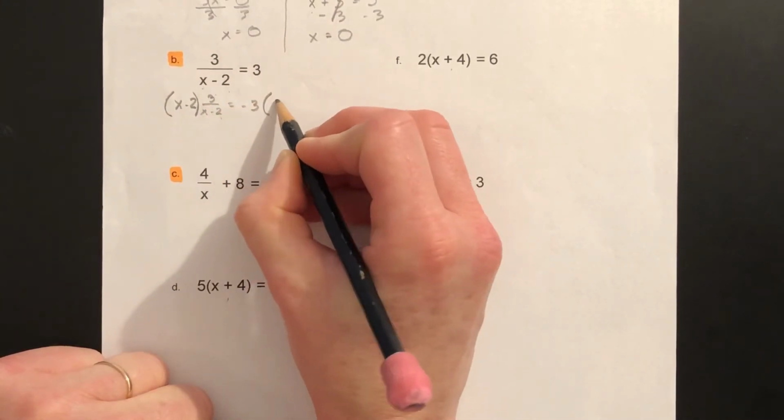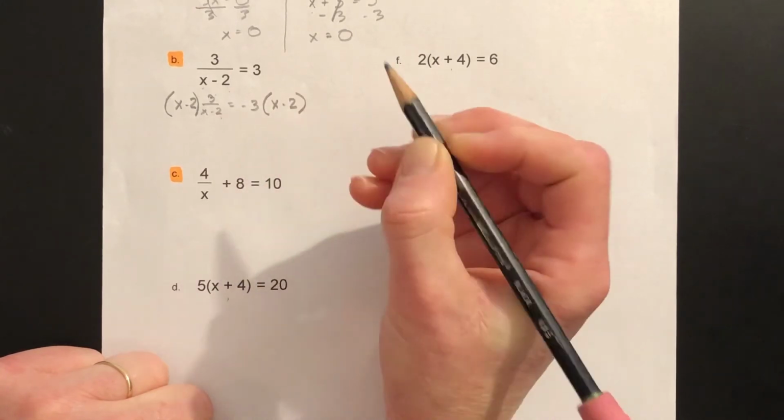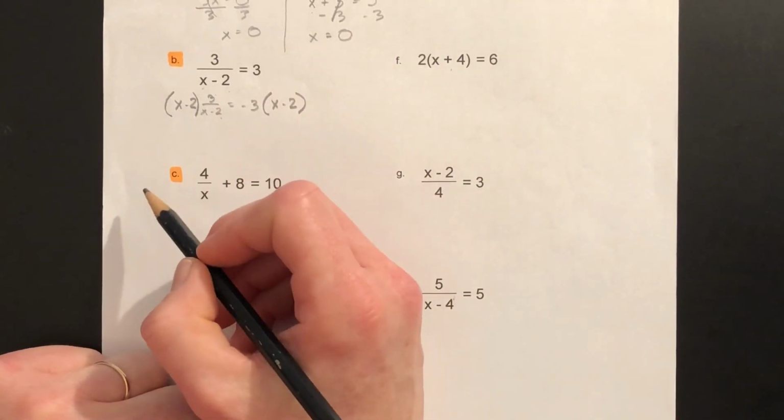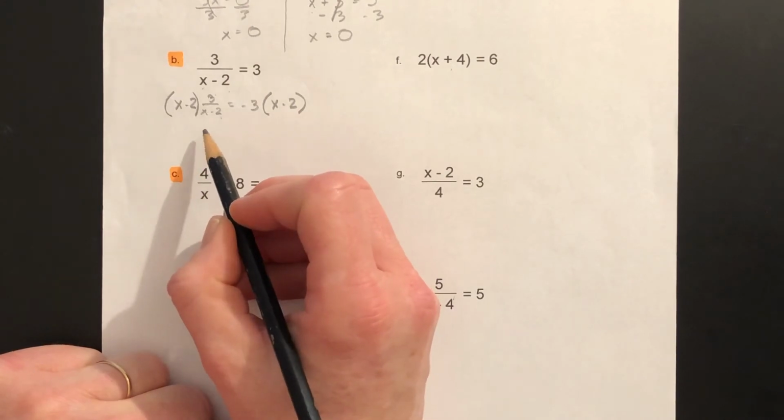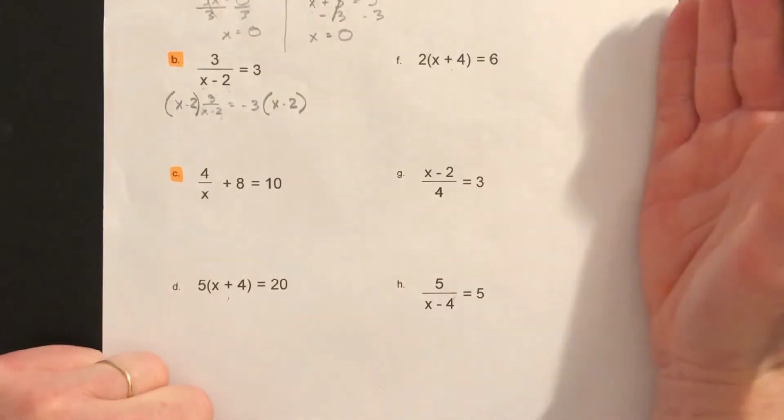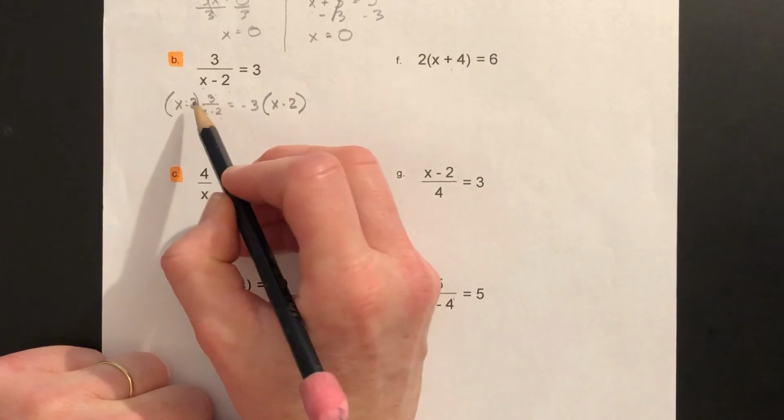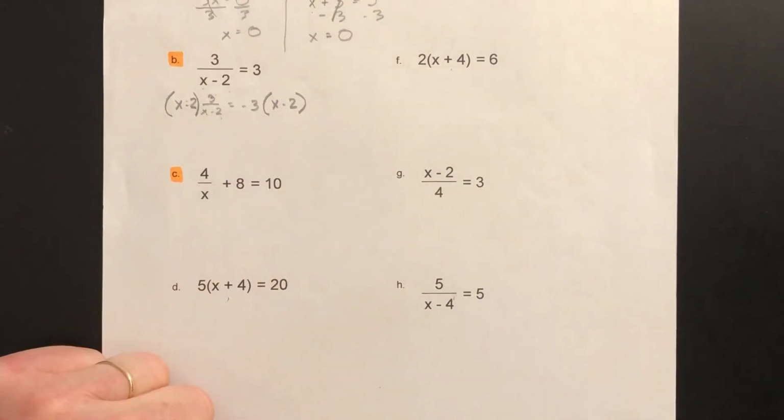So to get rid of the x minus 2, I will multiply both sides by x minus 2. Anytime you have a fraction and you don't want to have a fraction, you just multiply it by whatever is on the bottom. Doesn't matter what's on the bottom. It could be a million terms. If you multiply that by the same million terms, you will get rid of it.